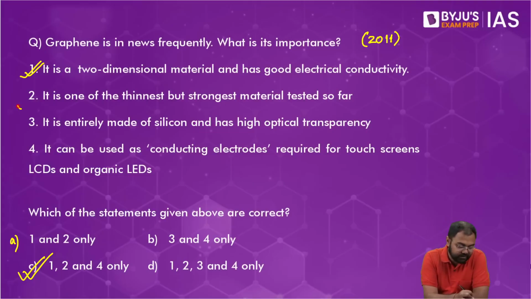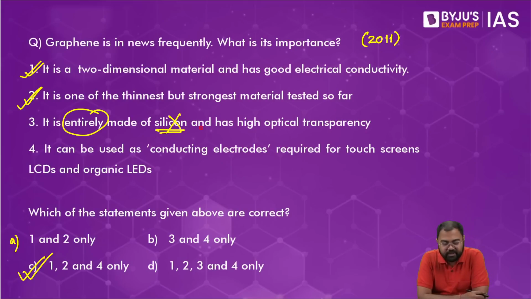That's also correct. It's entirely made of silicon. This is wrong. It is made of carbon, which is where graphite is made from, and has high optical transparency. So this is wrong. It can be used as conducting electrodes required for touchscreen LCDs and organic LEDs. This is actually correct, and we'll discuss this at a little later stage. So that's why 1, 2, and 4 is the correct answer here.